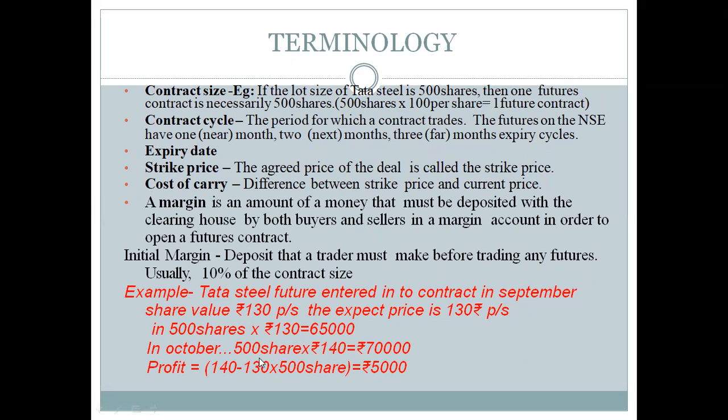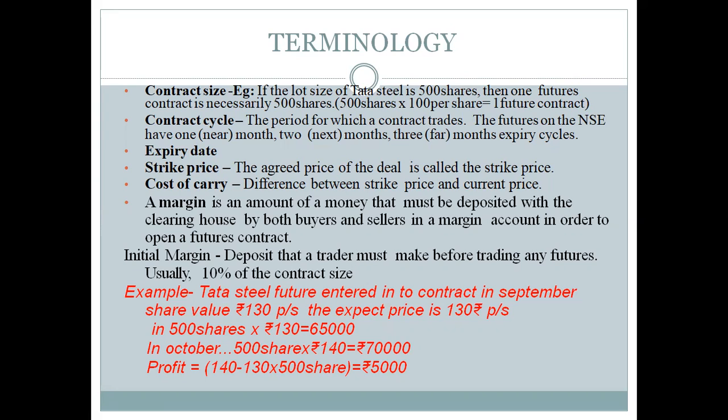Now in October, the price will go up to 140. This is the strike price. So 500 shares lot into 140, 70,000. Now you may have a question in your mind: will the seller exercise the contract? Definitely, the seller has to exercise this contract, because it is obligatory in future contracts. He cannot go back. They have entered into a contract.